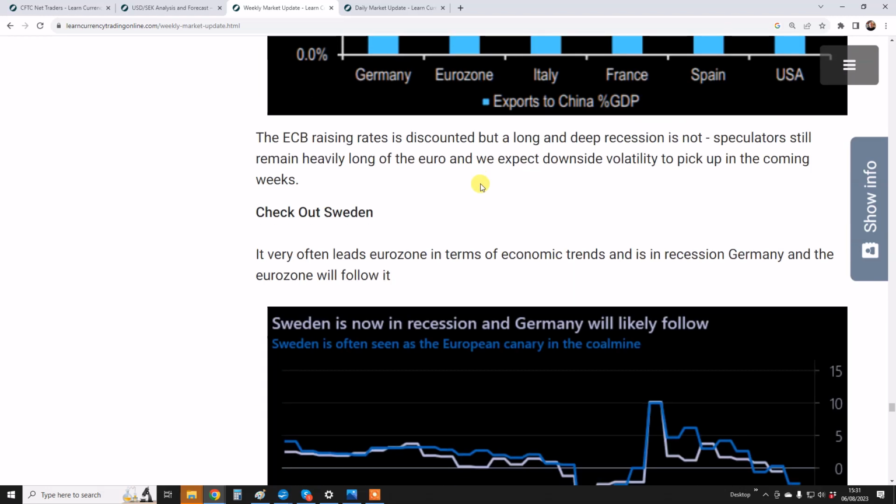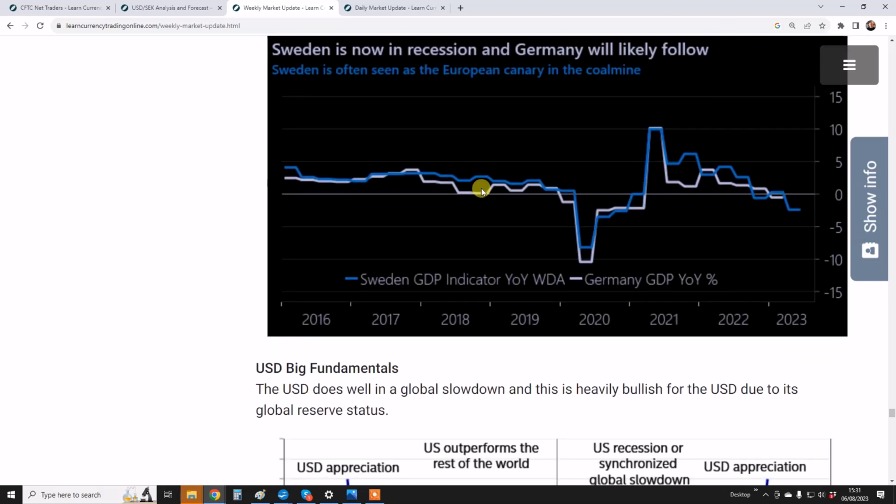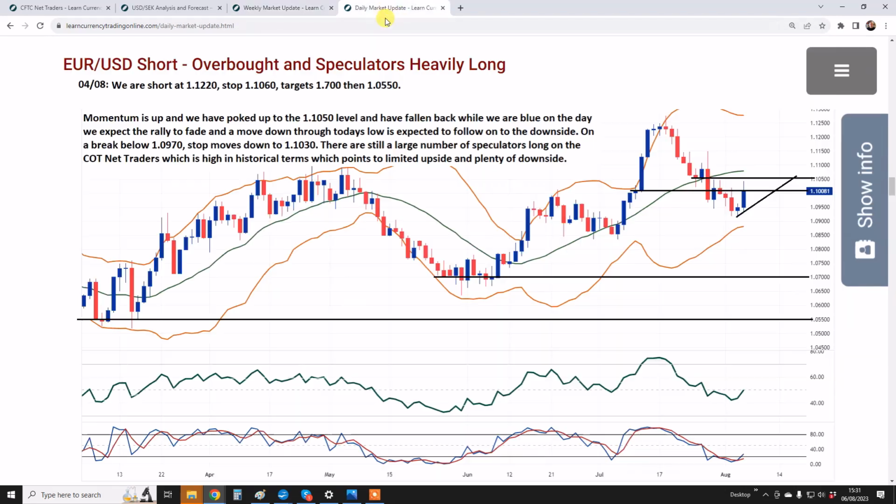Actually, I just want to show you one more chart, which is here, because we're going to be looking at the Swedish krona. Sweden is now in recession. Germany will likely follow. There's a big correlation between the two. Sweden already in recession, eurozone just getting there in our view. Right, chart.